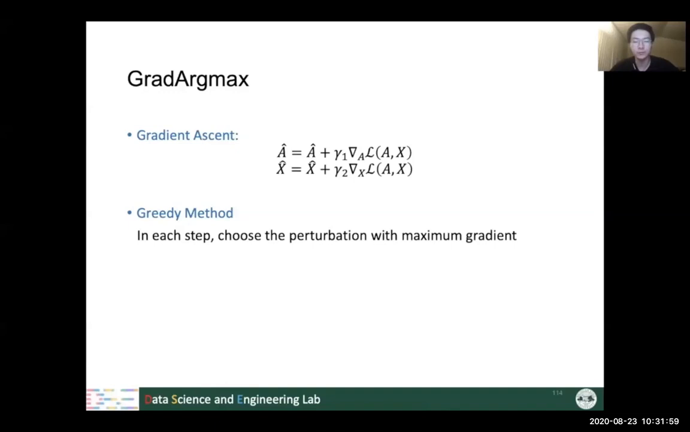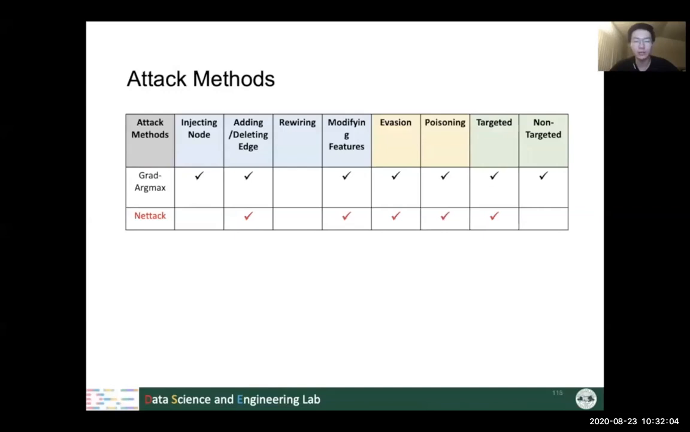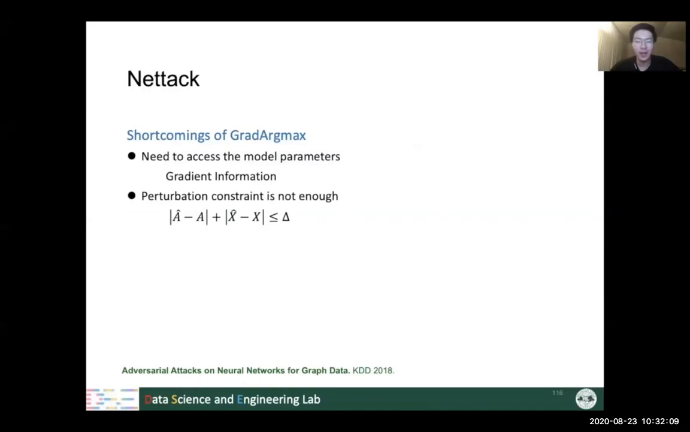Next, I want to talk about the second algorithm, Nettack. The aforementioned GradArgMax algorithm has some shortcomings. First, it needs to calculate the gradient from the model. So it needs to access the model parameters, which is not very practical in the real world setting. The second shortcoming is the perturbation constraint is not enough, since it only puts constraints on the number of changed edges and features.